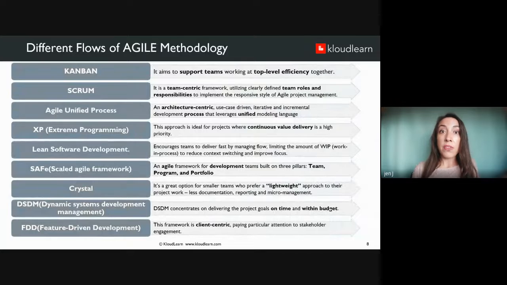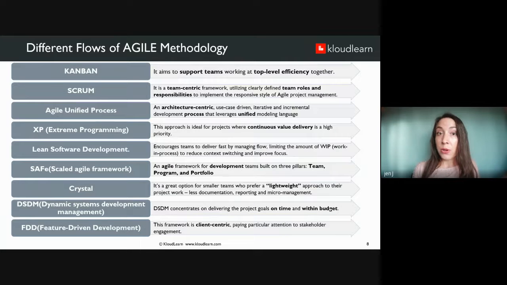Let's look at some of the different flows of Agile methodology. Kanban, or a Kanban board. This aims to support teams working at the top level efficiency together. Scrum is a team-centric framework utilizing clearly defined team roles and responsibilities to implement the responsive style of Agile project management. The Agile Unified Process is an architecture-centric, use-case-driven, iterative, and incremental development process that leverages unified modeling language.